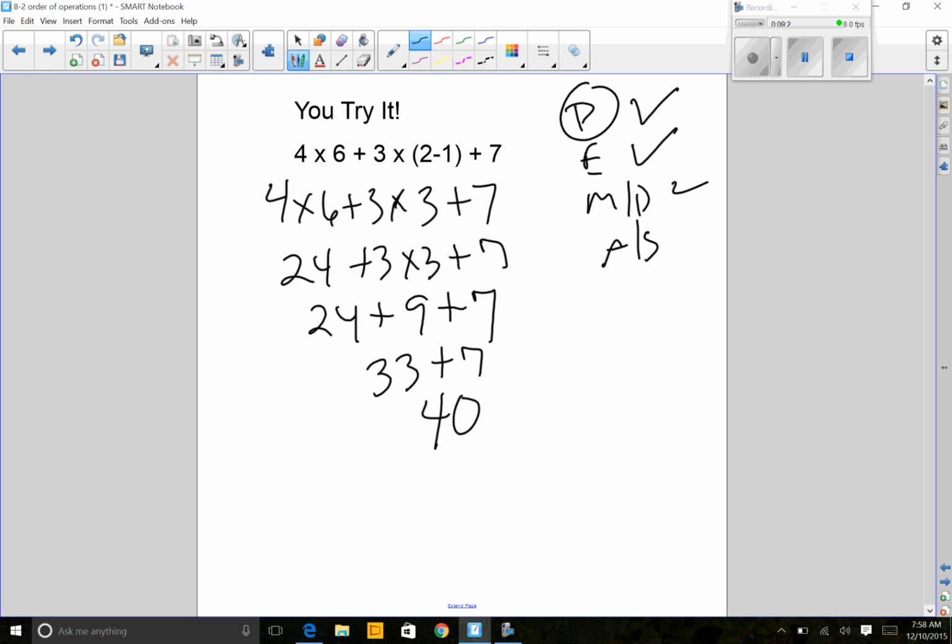Okay, so that is evaluating expressions. Fairly similar to what we just did, just getting a little bit more complicated and doing a little bit more with variables. So thank you for listening.